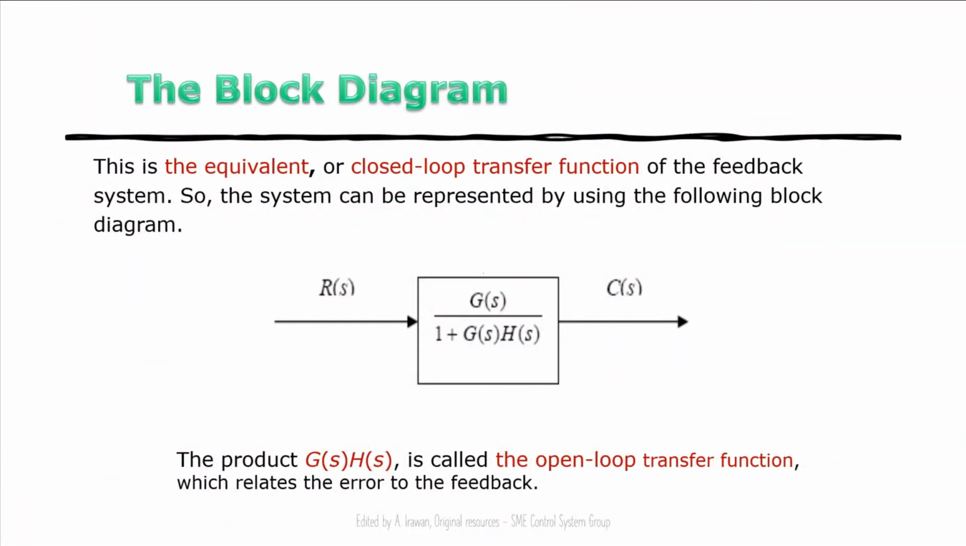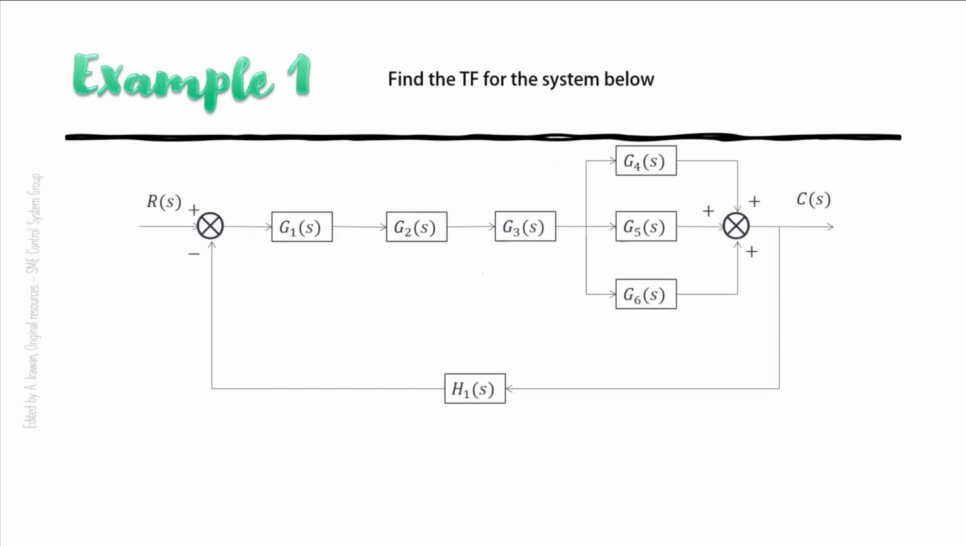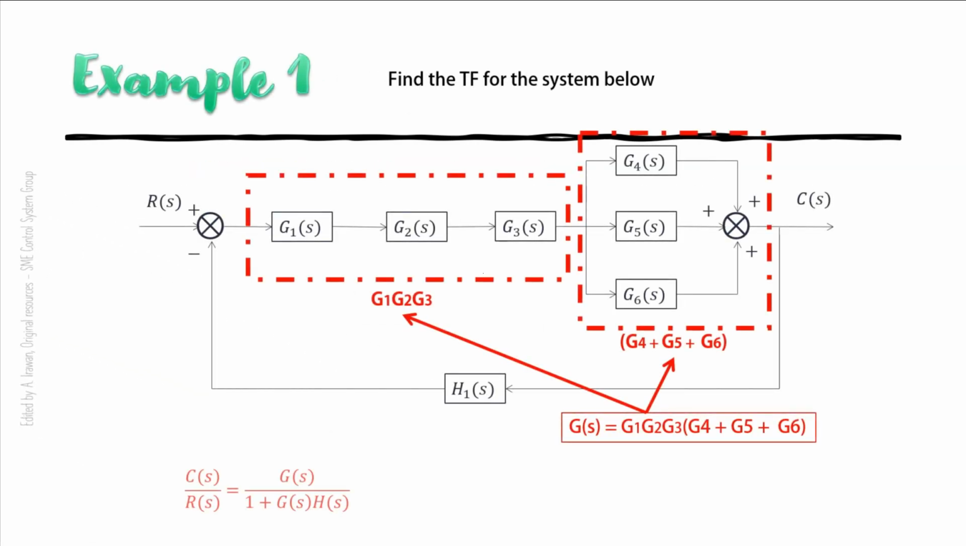Okay, so when we get the final block, then we can get the final equation for this closed loop or feedback form. So now we go straight to the example. So let's say we have these situations.